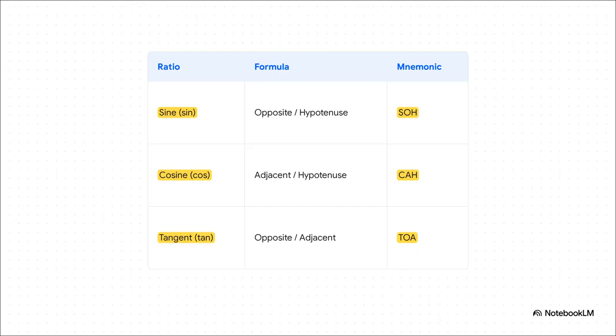And here is the absolute core idea. For any given angle in a right triangle, the ratio of its sides is always the same. We give these ratios names, sine, cosine, and tangent. And how do we remember them? Well, with probably the most famous mnemonic in all of math, SOH CAH TOA. Sine is opposite over hypotenuse. Cosine is adjacent over hypotenuse. And tangent is opposite over adjacent. This is your beginner's toolkit, the whole shebang right here.